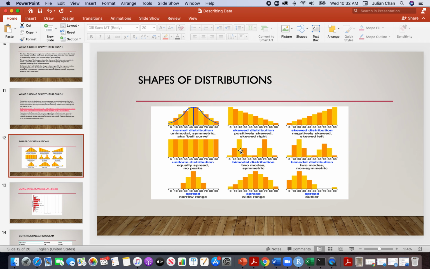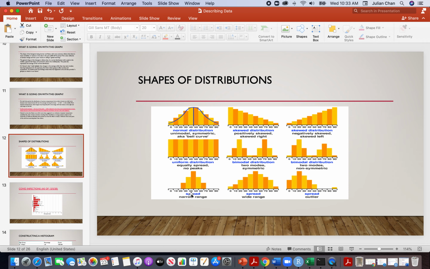And here's a bimodal distribution. There are two modes. A bimodal distribution sometimes means that there's two different populations out there. And there's two forms of bimodal: there's symmetric and there's non-symmetric. The non-symmetric is kind of more common.